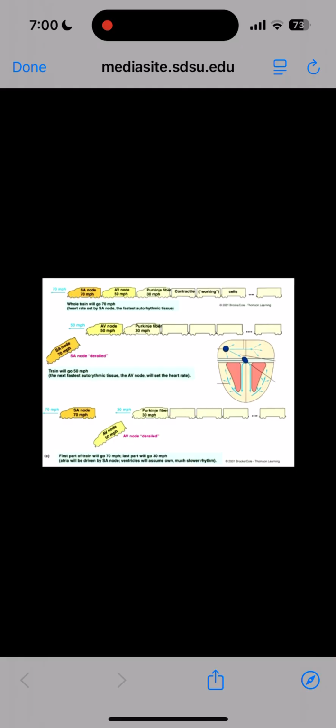If something happens to the AV node, you're going to have the SA node going crazy, going fast, trying to activate the ventricles, but the ventricles will still keep beating because of Purkinje fibers. However, the Purkinje fibers would only cause the ventricles to beat between about 25 to 40 beats per minute. That is enough to keep you alive. If this scenario down here happens, this is when you need a pacemaker.